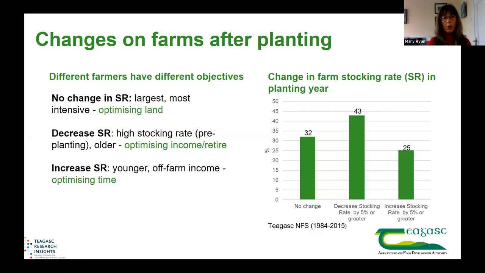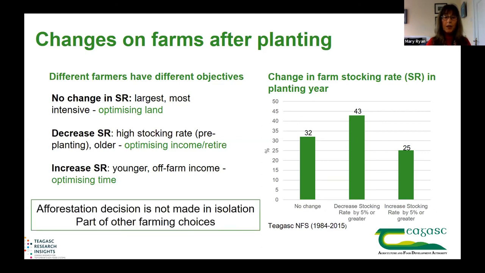Whereas those farmers who increase the stocking rate, they're the youngest cohort. They have a large component of off-farm income. So what they are doing is optimizing their time on the farm to allow flexibility for their off-farm work. And what that shows us is that the afforestation decision is not made in isolation. It's part of other wider farming choices.